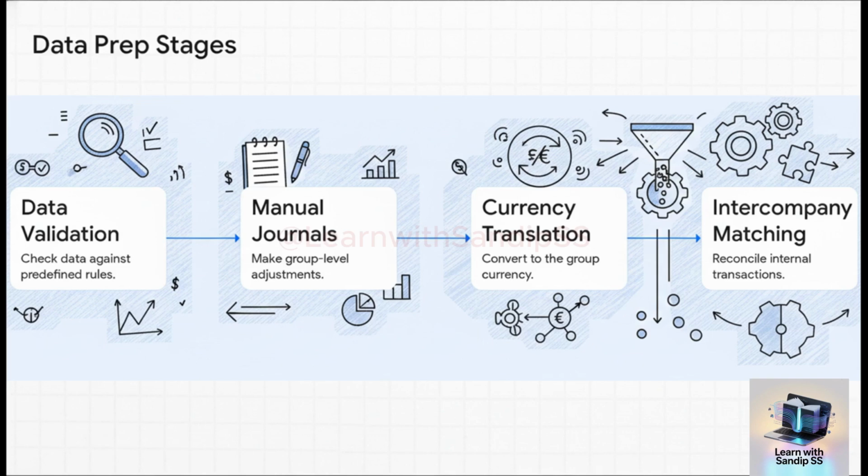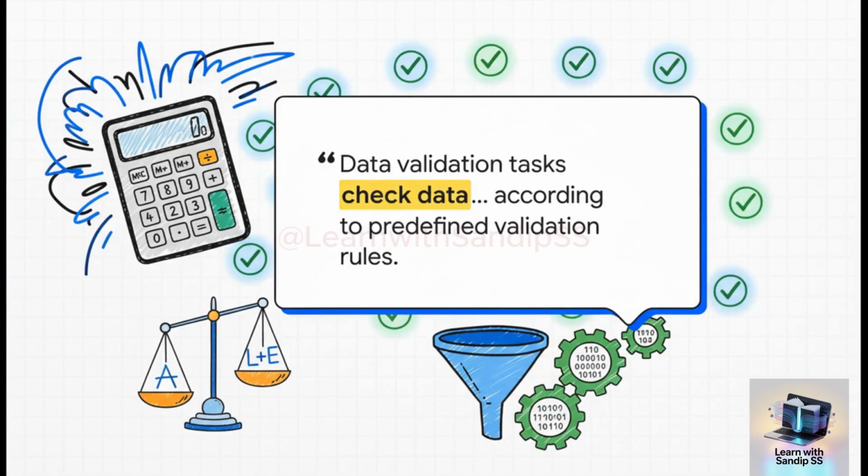Let's quickly walk through each one. First up, we've got data validation. Think of this as the system's built-in proofreader. It automatically runs all the numbers through a set of rules to catch any obvious errors. The classic example is making sure a company's assets actually equal its liabilities plus equity. It's accounting 101, and here it's totally automated.